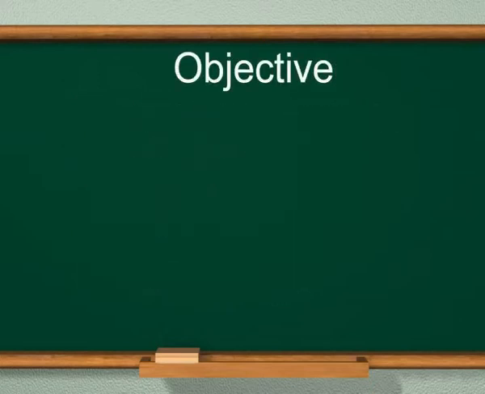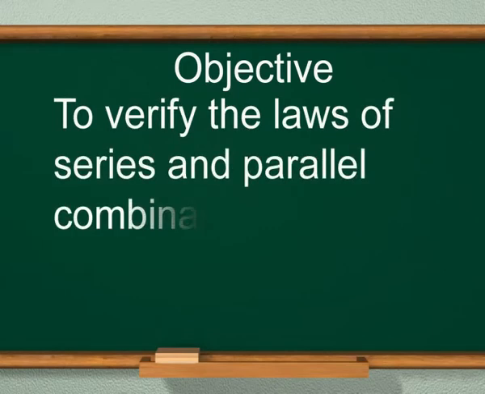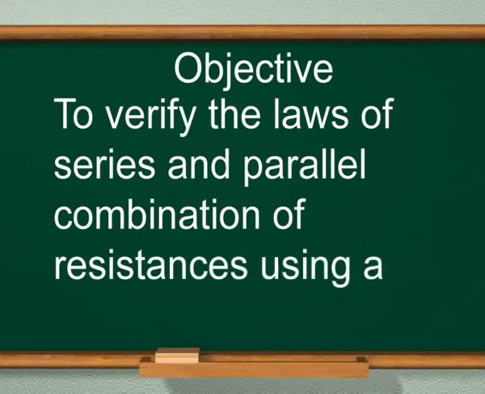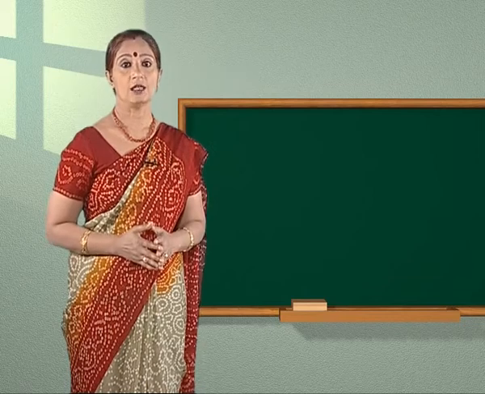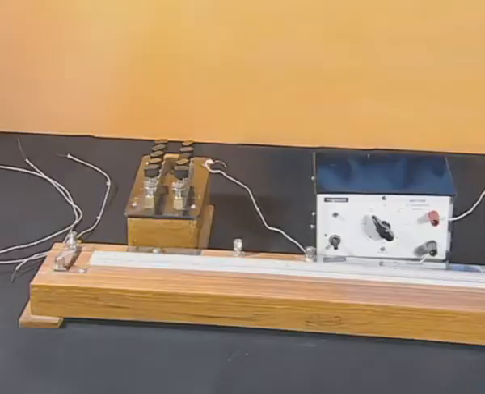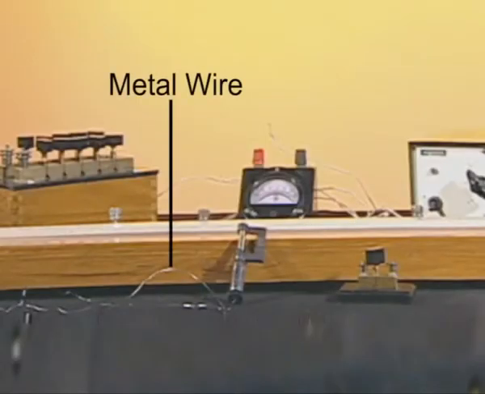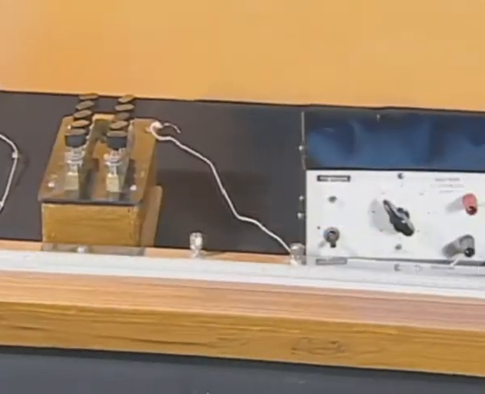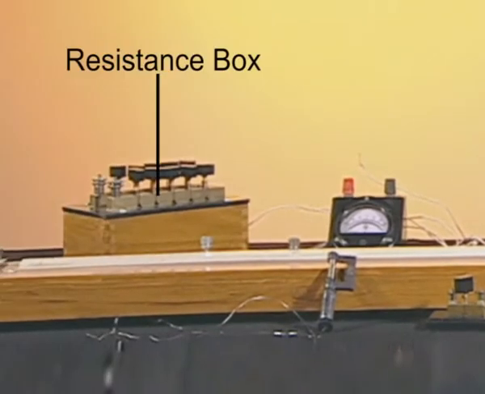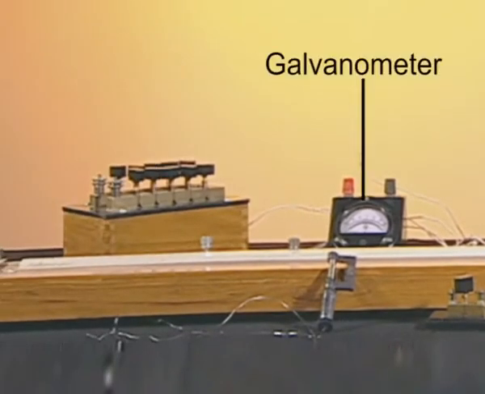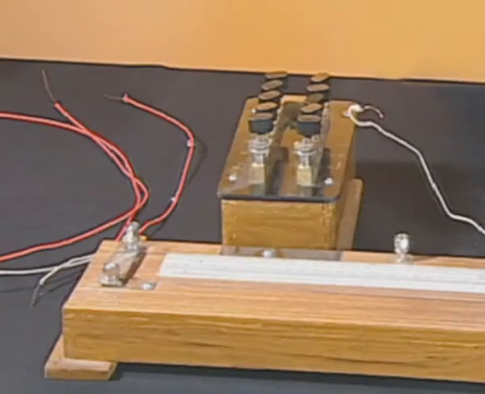Objective of the experiment is to verify the laws of series and parallel combination of resistances using a meter bridge. Apparatus required for the experiment are meter bridge, metal wire as resistance wires, battery eliminator, jockey, resistance box, a galvanometer, one-way key, and connecting wires.